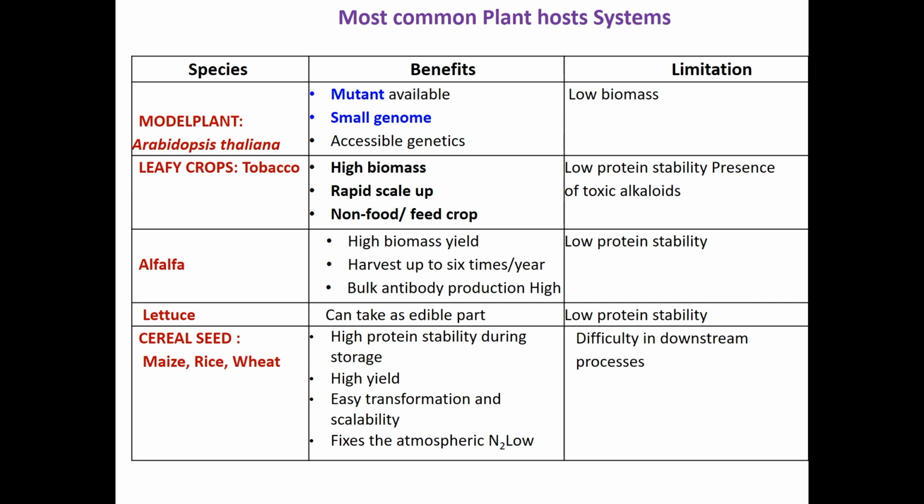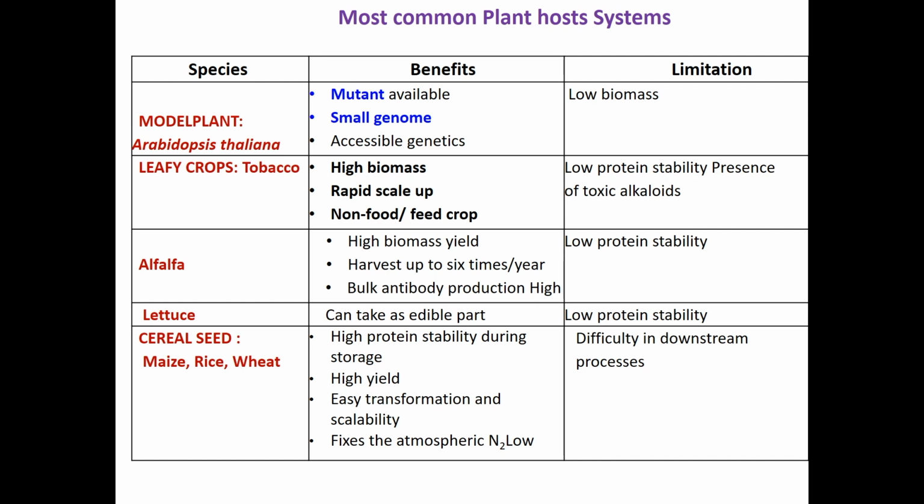And lettuce can be taken as an edible part, we can eat lettuce as an edible part. Again, there is low protein stability, so we need to select a high quality, stable protein to express in lettuce as in alfalfa. And then some of the cereal seed crops, as we have seen in the previous slides, the seed has many compartments in it. So these are crops like maize, rice and wheat.